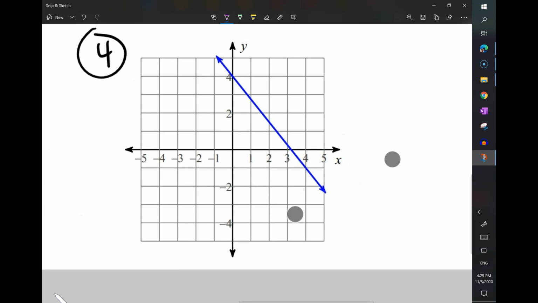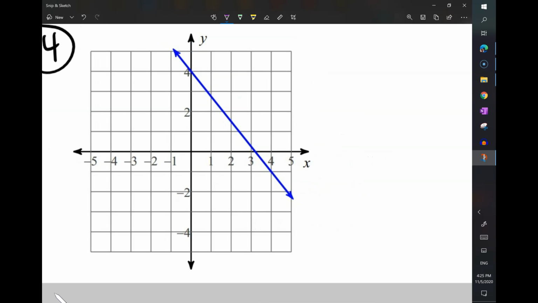Number 4, and the last one. Once again, we want to complete this equation, y equals mx plus b. These are the two values that we need, and we need to start with our beginning number, which is our y-intercept. That would be here at +4. So I'm going to put +4 right over here.